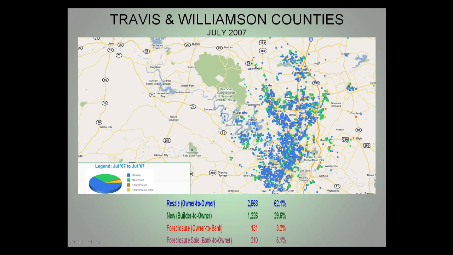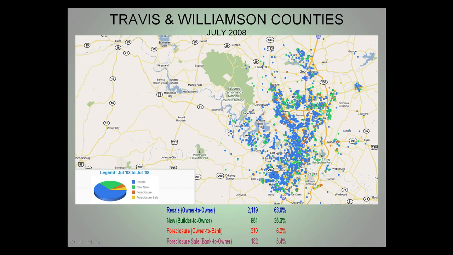Let's come forward a full year and look at the change in character here. We've got a very slight increase in resales. New home sales remain robust, and foreclosures and foreclosure sales are still about 8%. So the market is performing better here in July 2007 than it is in many areas regionally, and this area doesn't seem to be feeling much of the impact of the initial signs of economic slowdown.